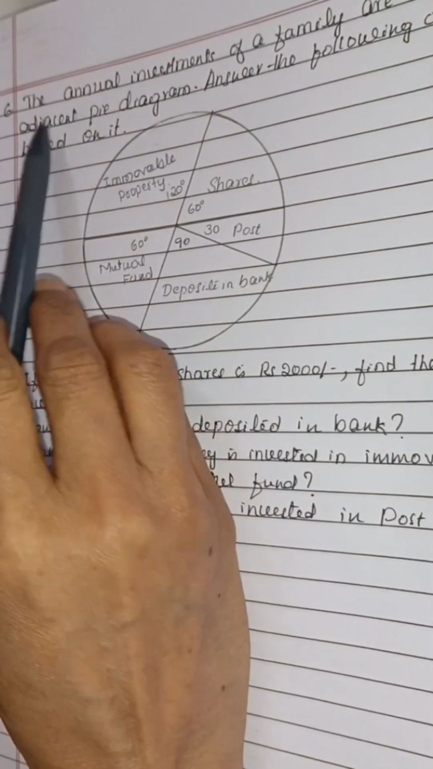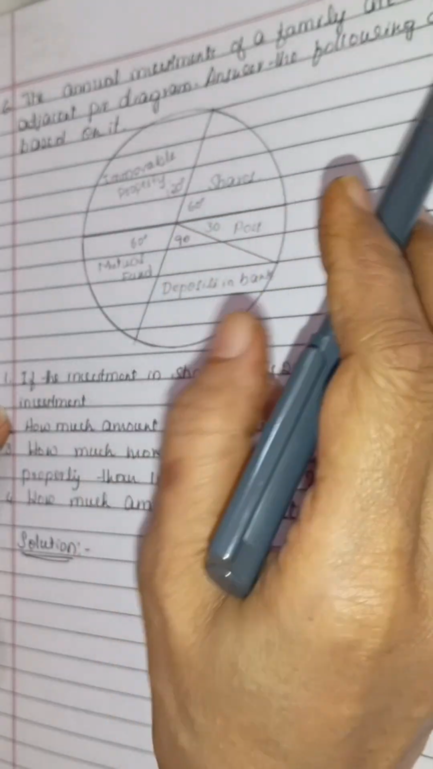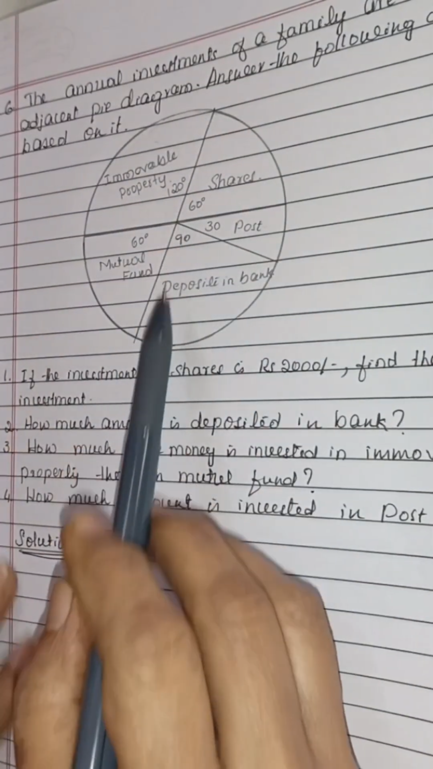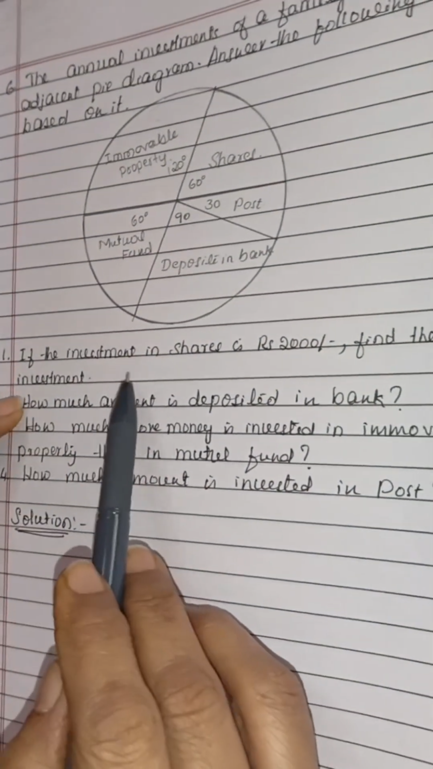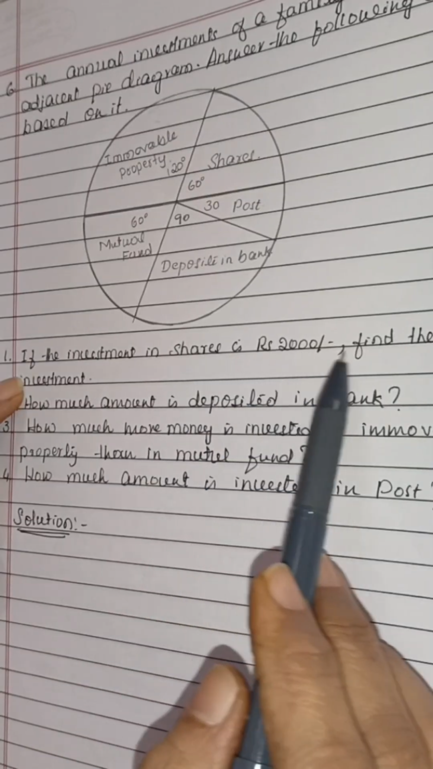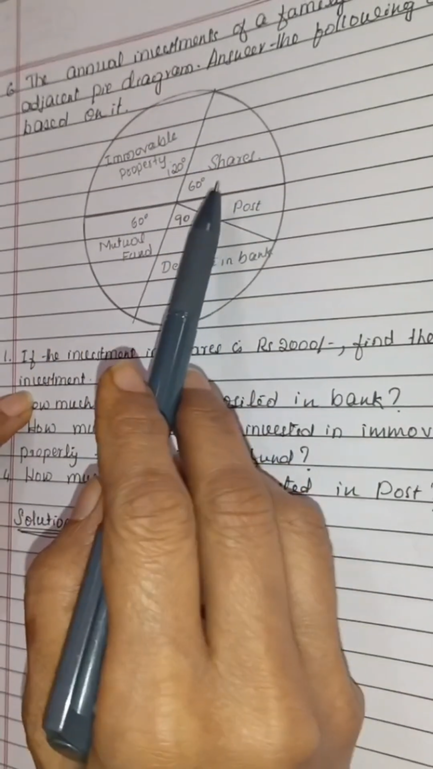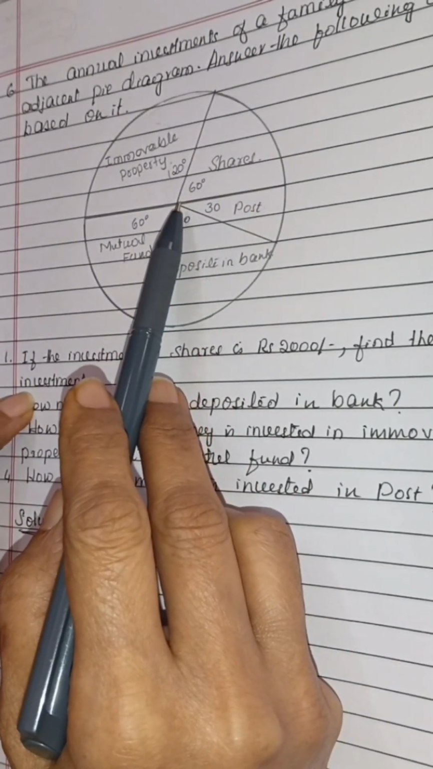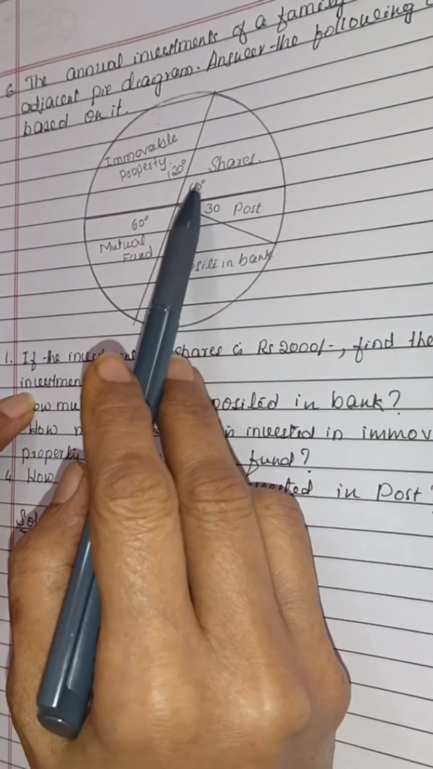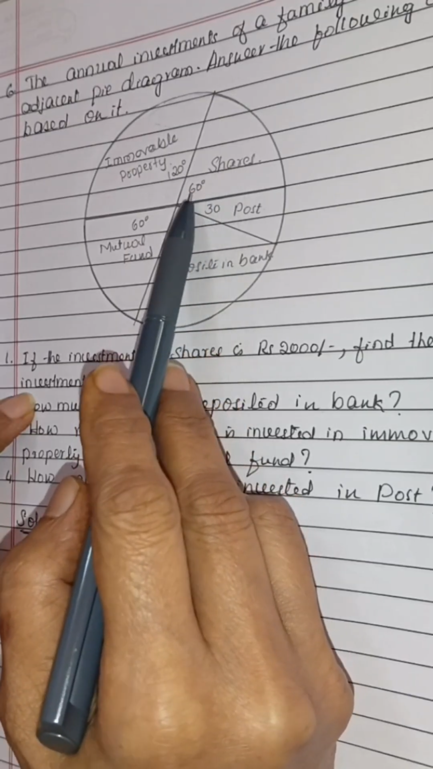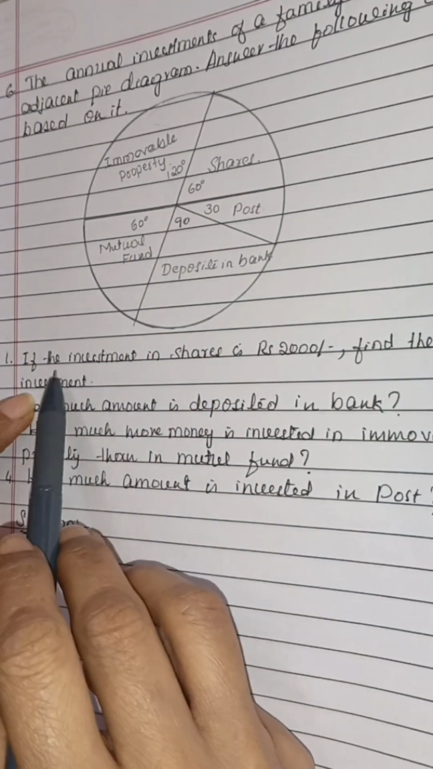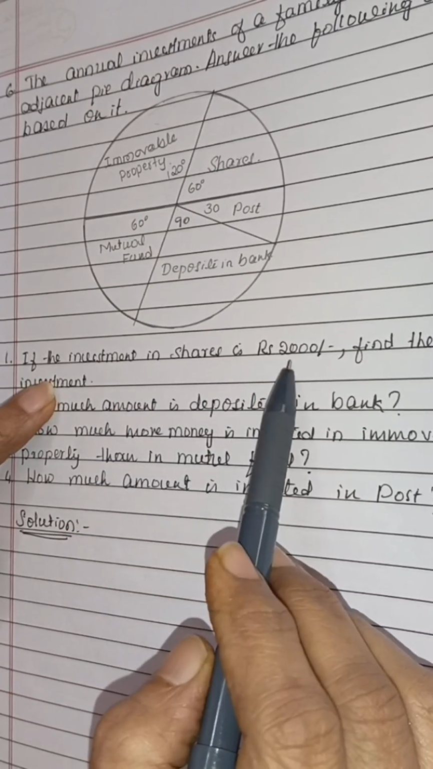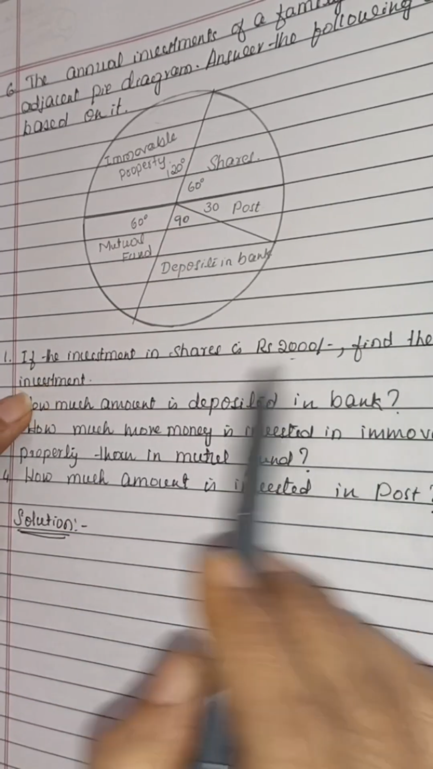Question number 6. The annual investments of a family are shown in the adjacent pie diagram. Answer the following questions based on it. Here is a pie diagram. If the investment in shares is rupees 2000, find the total investment. This sector shows shares, and the central angle for shares is 60 degree. The amount invested in shares is 2000 rupees, and we have to find the total investment.